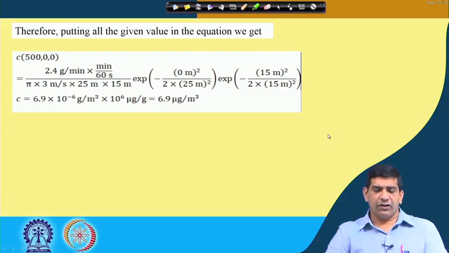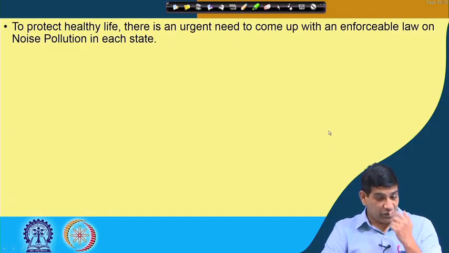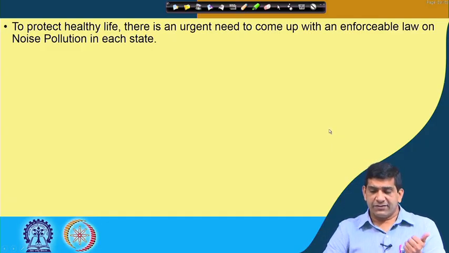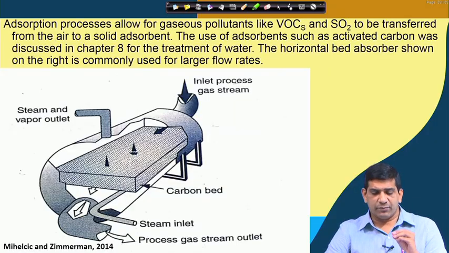So, in terms of noise pollution, we are trying to protect healthy life. Noise pollution is becoming a problem, with a lot of issues in terms of noise, so we will talk about it as well this week. But before we get to that, we will talk about how to control air pollution issues. When we have these air pollutants, what is the best way to control them?